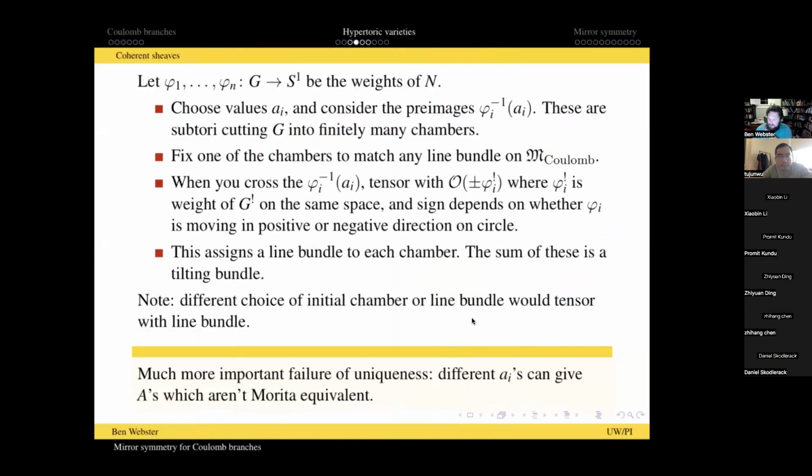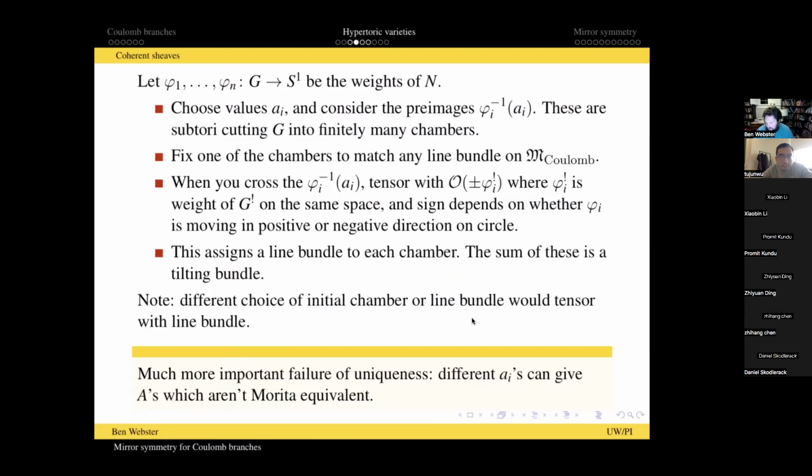All right. I don't have a ton of time, so let me just go through this quickly. There's actually a recipe for constructing these line bundles, which involves taking the torus of your group, cutting it along subtori that correspond to, well, not the vanishing sets, but points where the weights take on particular values. This cuts your torus up into finitely many chambers. You associate a line bundle to each chamber, and the sum of those gives you your tilting bundle.